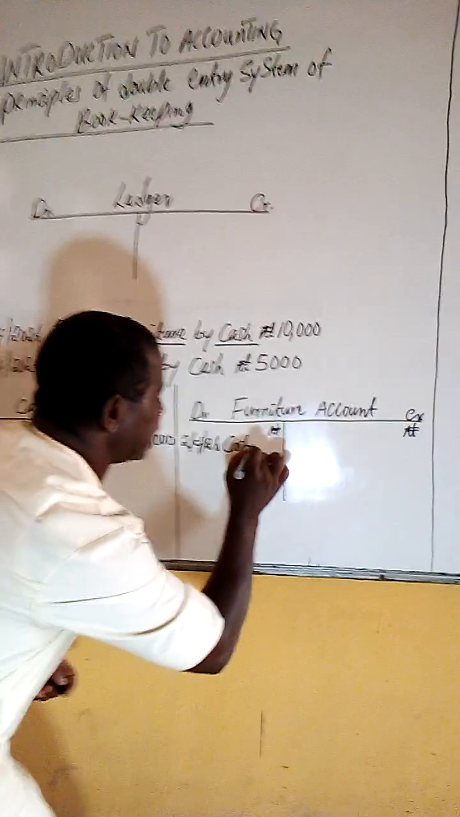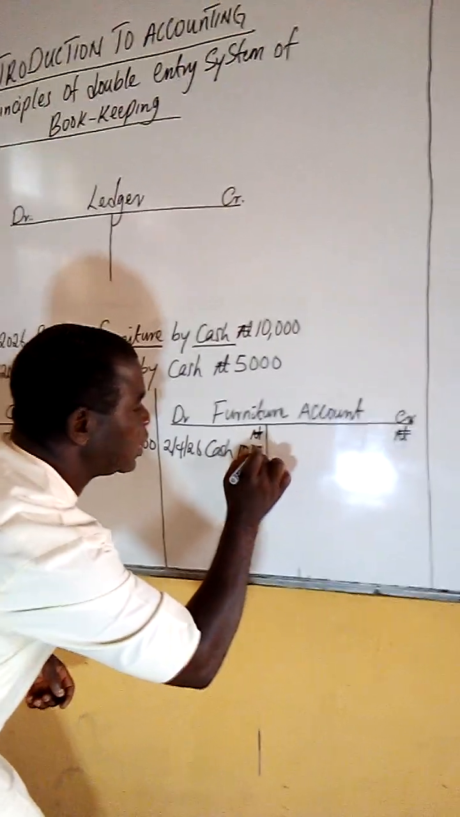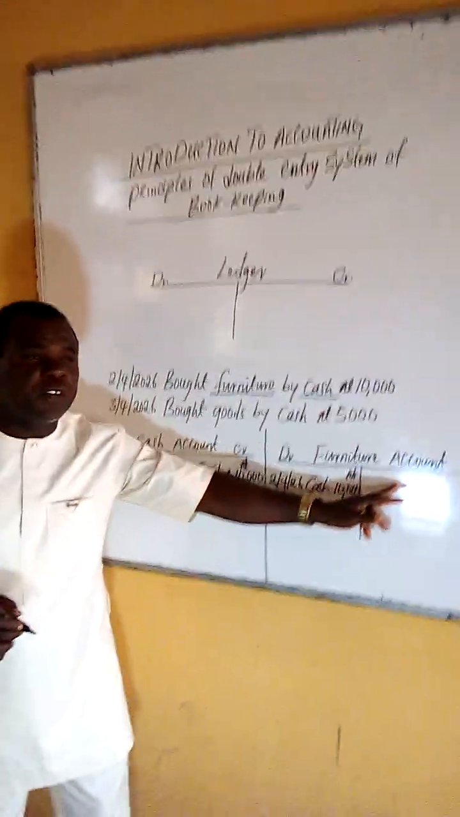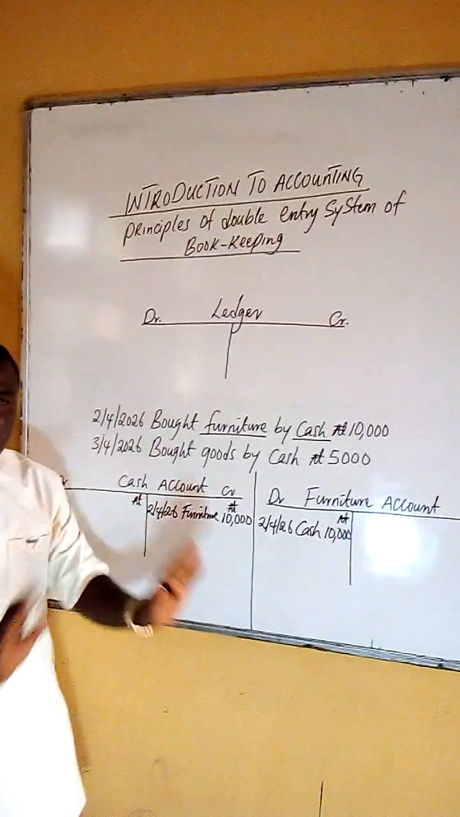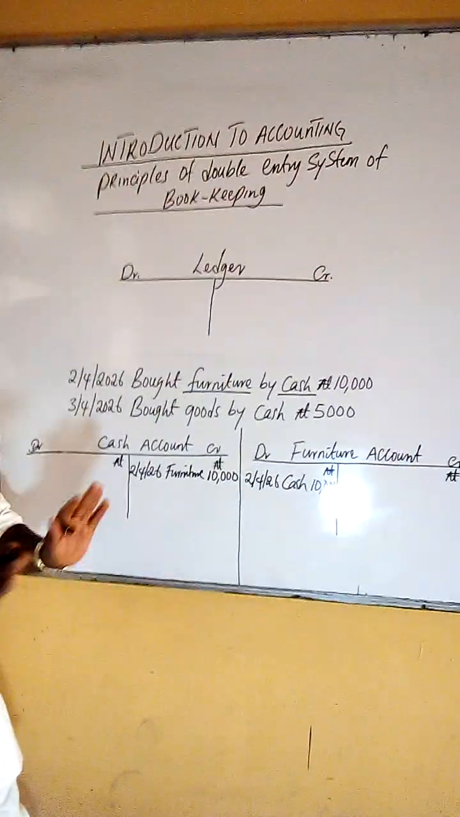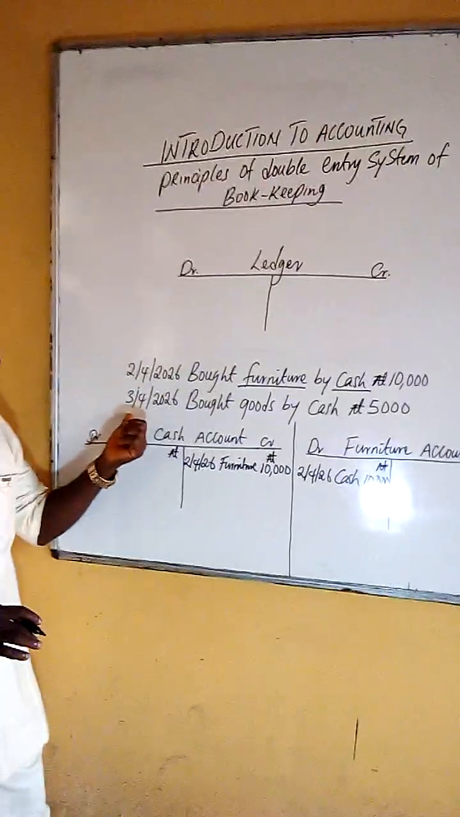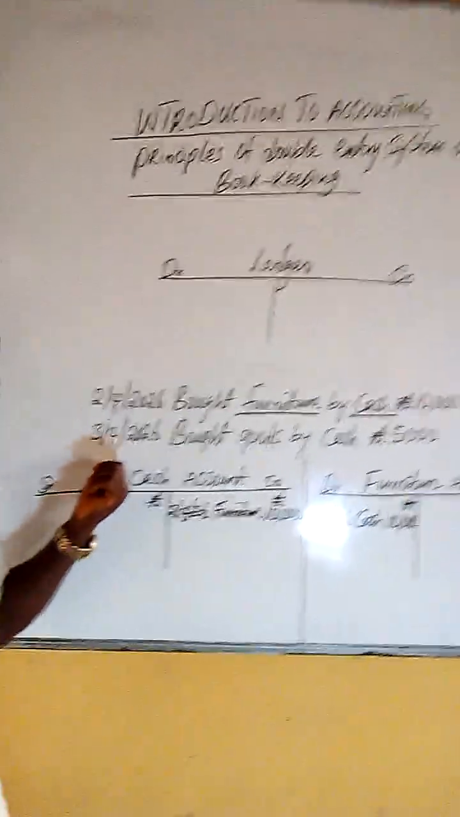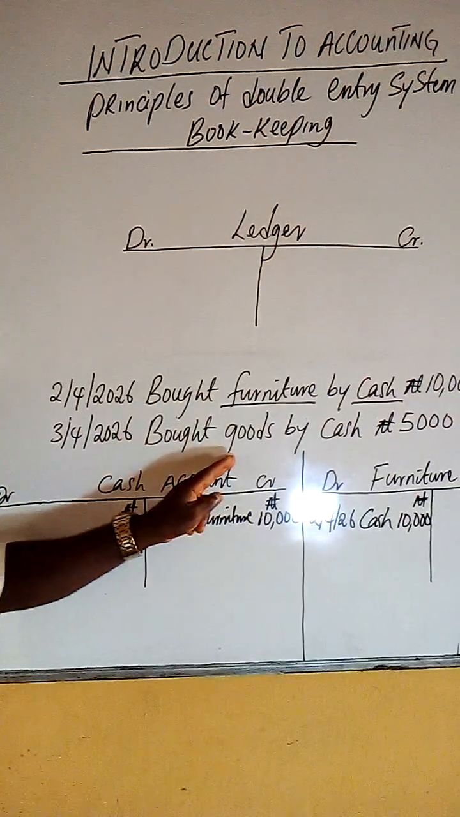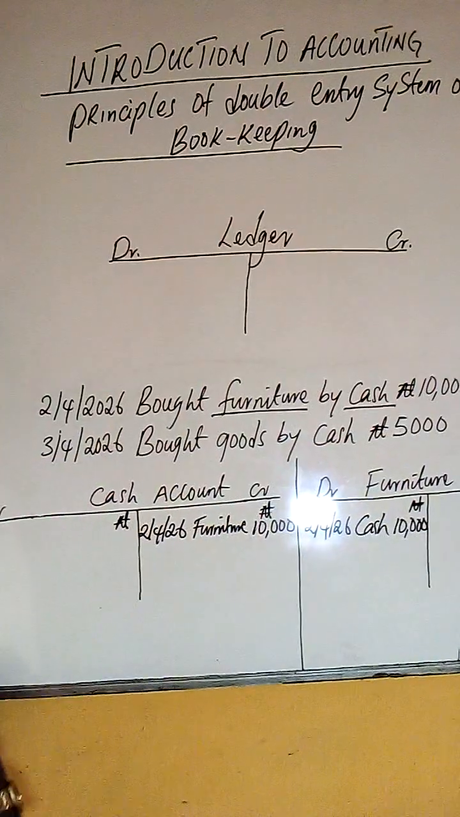And how much is that? It's 10,000. In this case, you understand that the giver account, which is cash, is credited, and the receiver account, which is furniture, is what? Debited. Just like that. If you are able to understand that, in every transaction you reason in that direction. Let's look at the second transaction using the principle. The second one says that on the 3rd of April 26, bought goods by cash 5,000.